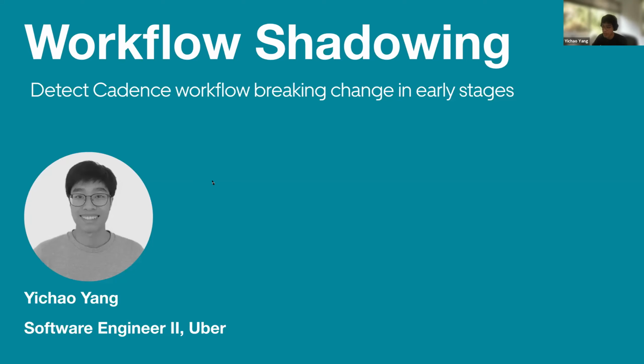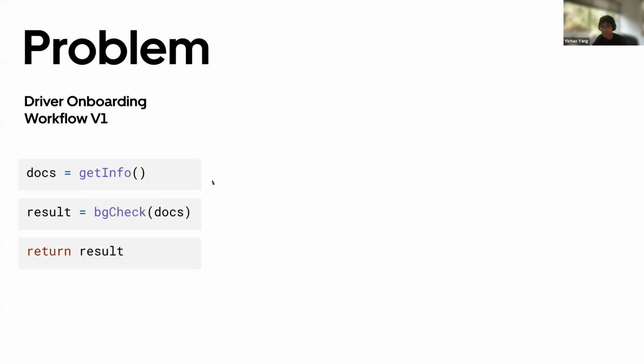I'm the software engineer from Uber Cadence team, and I will present a newly released feature this year called workflow shadowing. This feature is for detecting breaking changes in early stages of the development cycle. So before diving into the problem, let's first understand how Cadence works and what breaking change means in Cadence world.